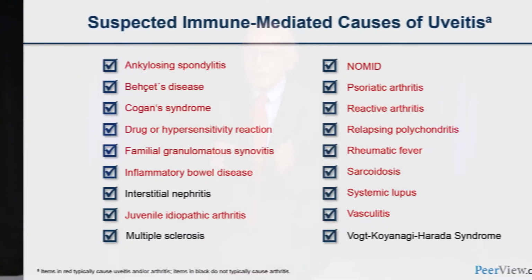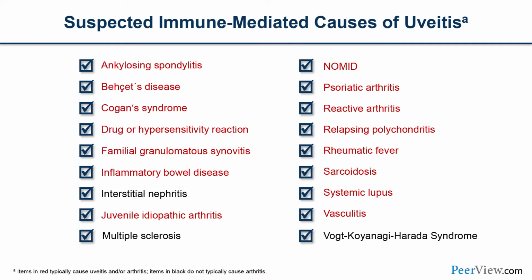But let me focus mostly on those diseases that a rheumatologist sees in his or her practice, because there are many systemic rheumatologic diseases that are associated with uveitis. It's almost as if the eye and the joint have a special kinship. And in some of these diseases, like Behçet's disease, the uveitis is often the most important aspect of the disease. In other diseases like ankylosing spondylitis and reactive arthritis, uveitis is very common.